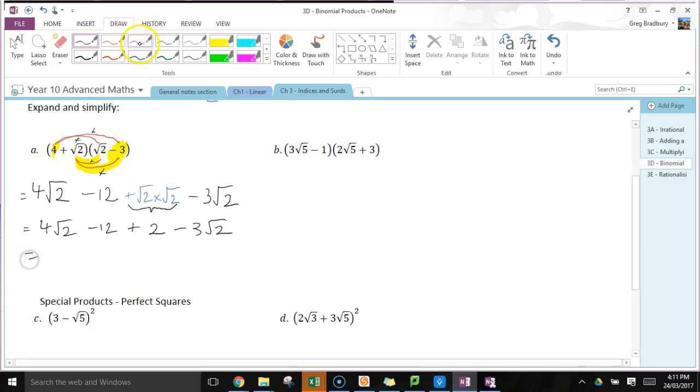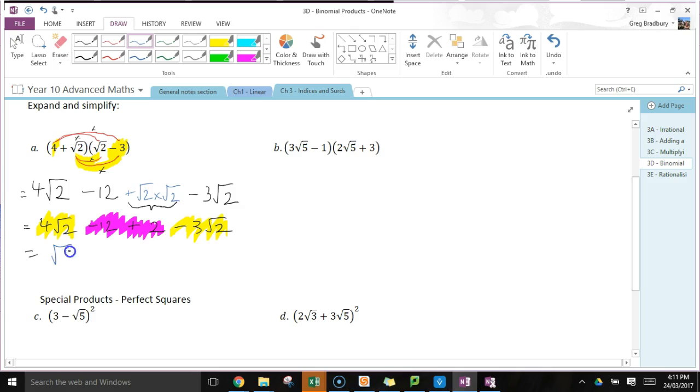And now we do our collecting of like terms. So we should have some root 2's here, and we also have some constants, or just numbers, that we will add and subtract together as well. So 4 root 2, take away 3 root 2 is just root 2. Negative 12 plus 2 is negative 10. Okay, so that's your answer. That's in the simplest form.